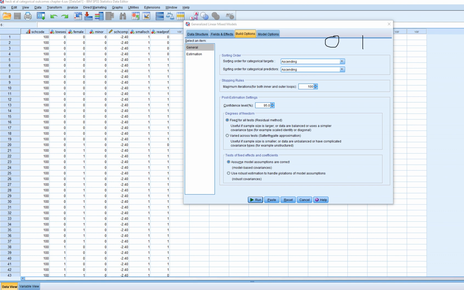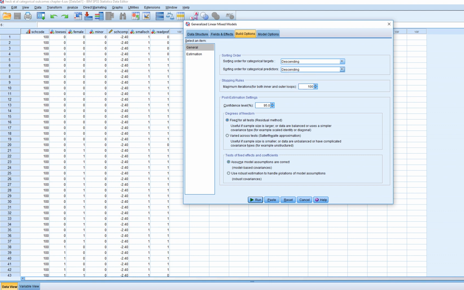So if it's left as ascending, then it's going to treat the group that is coded 1 as the baseline or reference category and the group coded 0 as the target group. And I personally prefer to treat the baseline group as the one that is coded 0 and the target group as 1. That's just my personal preference. It doesn't make any difference really mathematically, but it's just the way I tend to think about it. So I'm going to select descending for both of these.